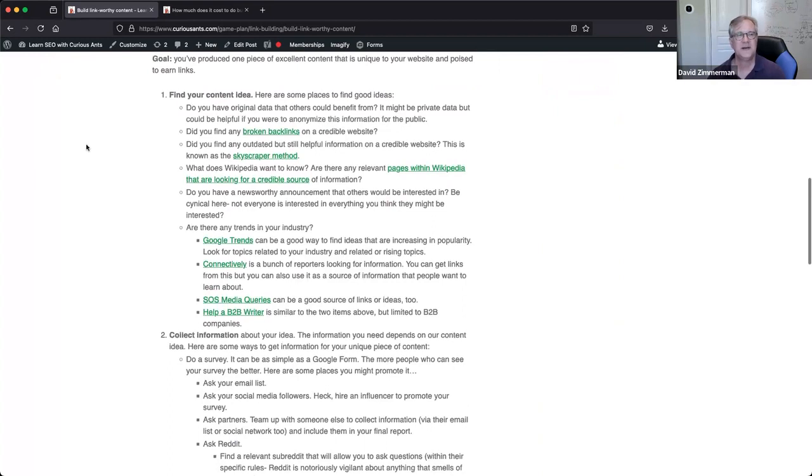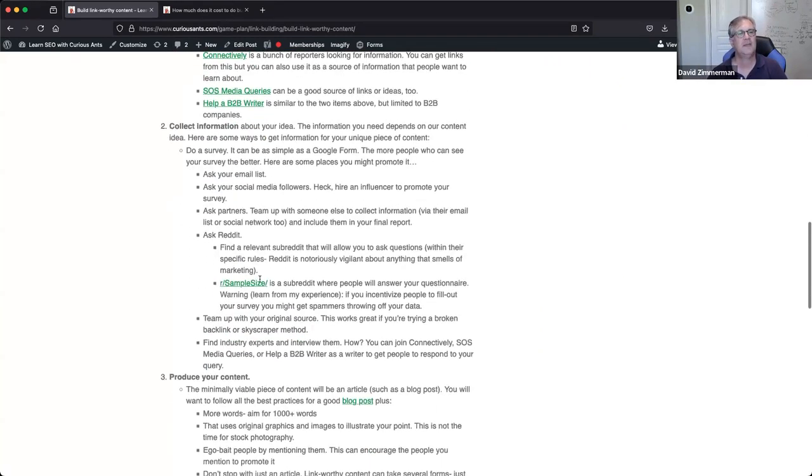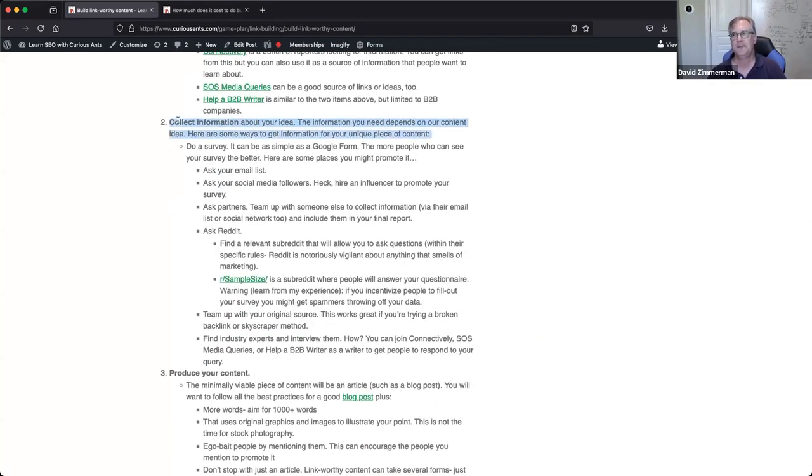So in other words, the last couple of weeks we've been talking about finding content ideas. And that's great. Today I want to start to talk about step 2 here, which is collecting information.